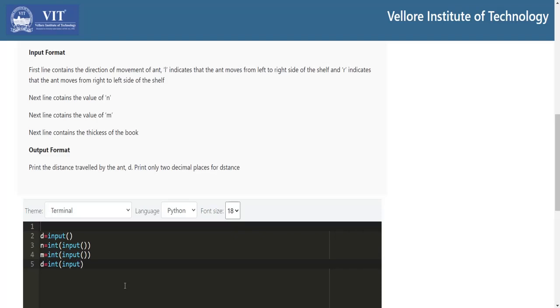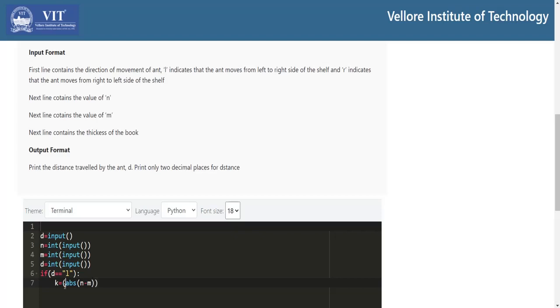So the thickness of all the books is the same, so we need to write code, one for the direction from the left side towards the right side, and another for the direction from the right side towards the left side. If the direction is L, that is, if the ant is moving towards the left side, then d equal to L, then the distance traveled should be equal to absolute value, that is n minus m.